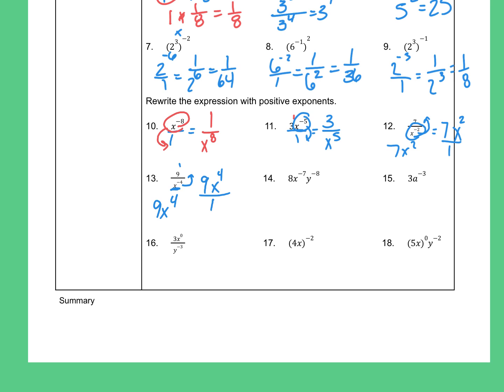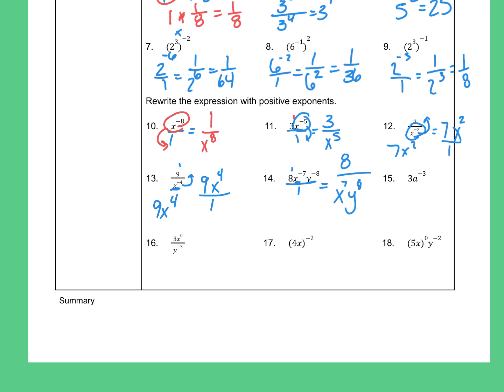Number 14, now we have 3 pieces. We have an 8, an x, and a y. The 8 has that hidden 1, if that helps to write it. There's 2 pieces with negative exponents, x and y. So the x and y have to move. So the x has to go down to the denominator, and the y has to go down to the denominator to make those positive. So those have moved down to the denominator. The 8 is okay to stay in the numerator where it was because it already had a positive exponent. And we don't want to move something with a positive exponent because if we did, we would actually be turning it into a negative, and we're trying to avoid negatives.